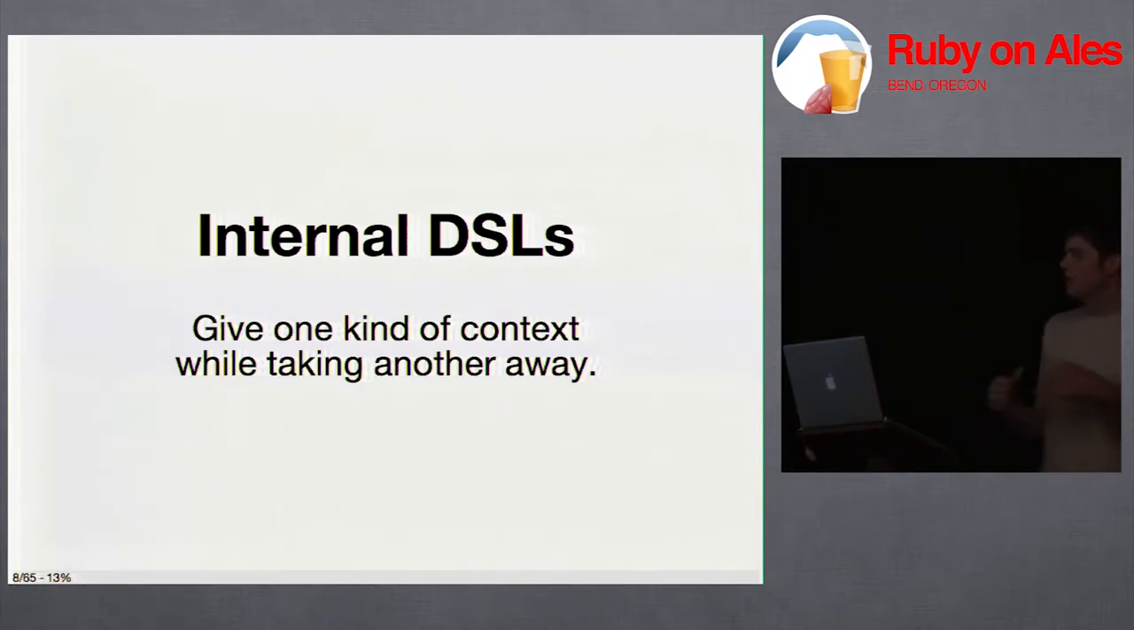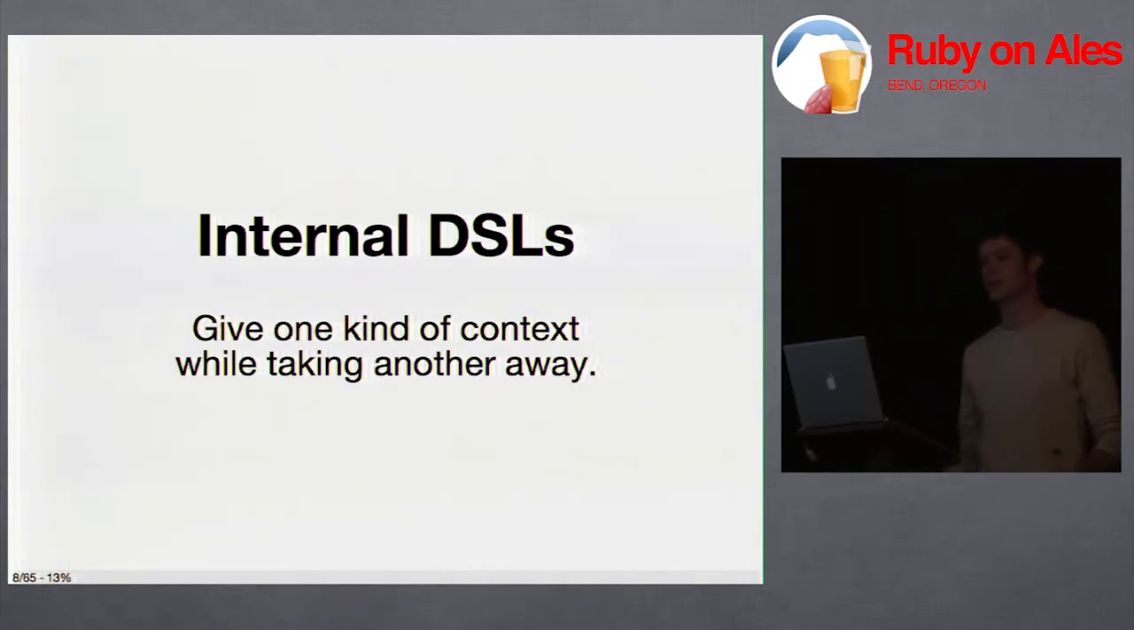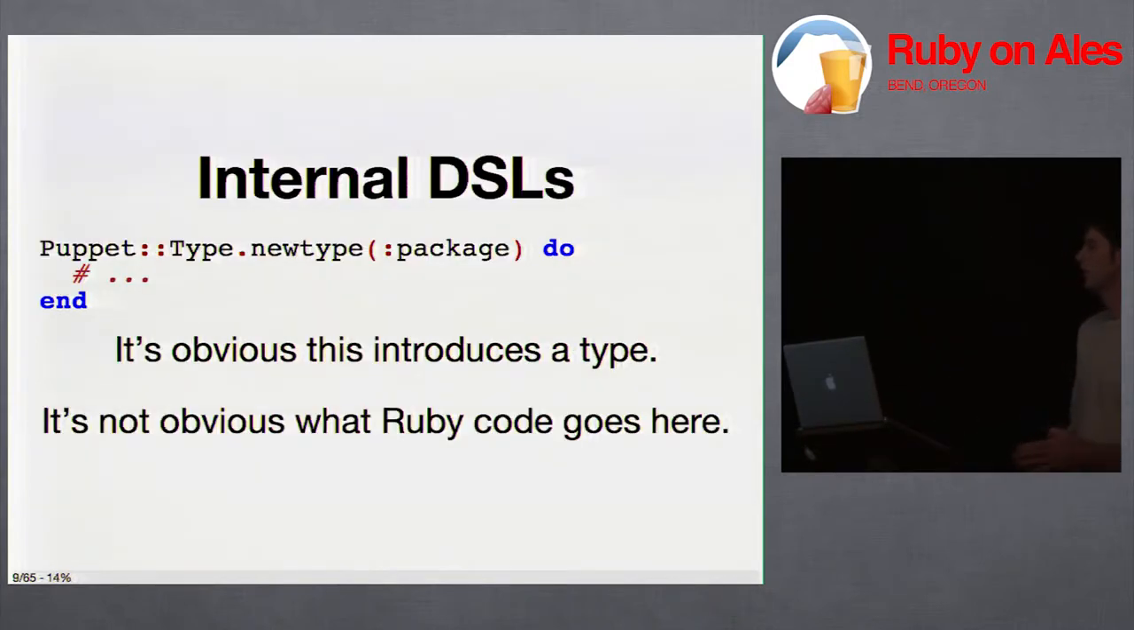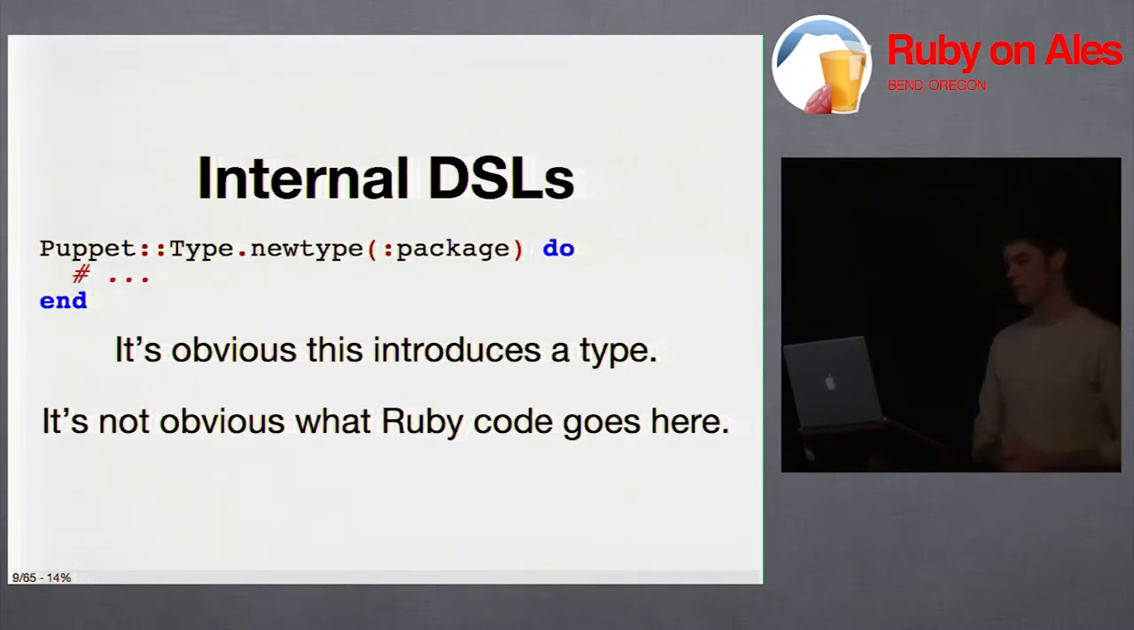Now, that internal DSL exists basically because using const_missing wasn't a viable option in Ruby 1.8 in general for getting the auto-loading behavior, where if a type hadn't been seen yet, it would go find it. But by using that DSL and gaining the obvious context of introducing a type, we're missing out on the context of exactly what scope we're executing in. So it isn't very clear that this block with nothing else in it is someplace where I can define methods.